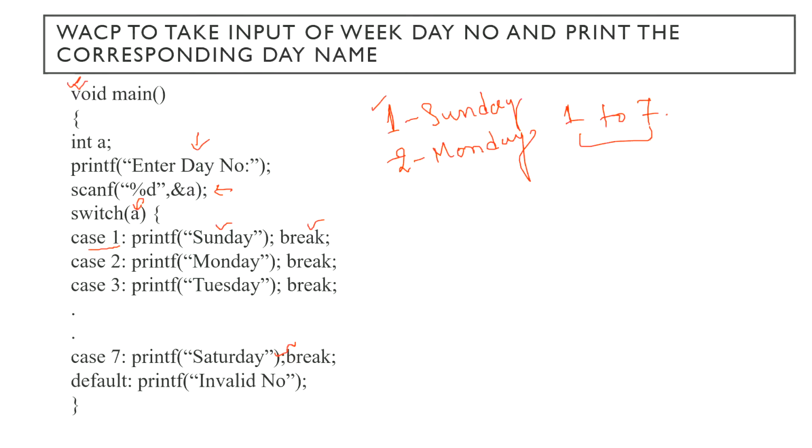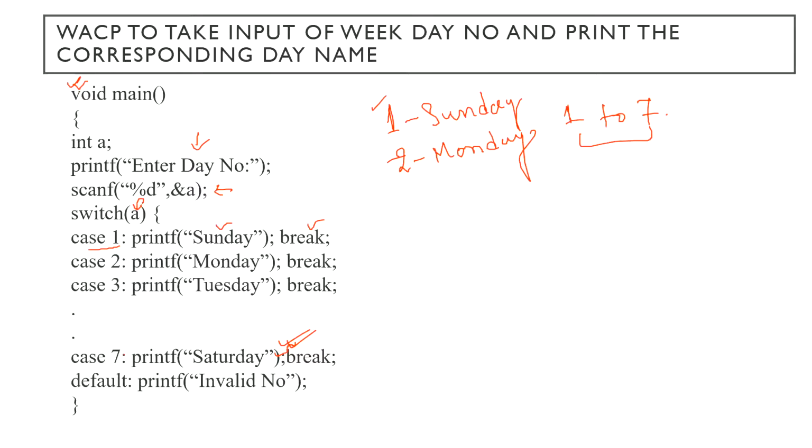Okay, if the value of a is not 1, so suppose the value of a is say 7, then it will directly come to this portion, that is Saturday. Okay, it will print Saturday, and then it will stop the loop here. Okay everyone, fine. I hope it is clear to you how switch case works.